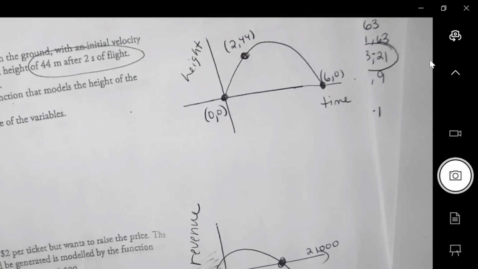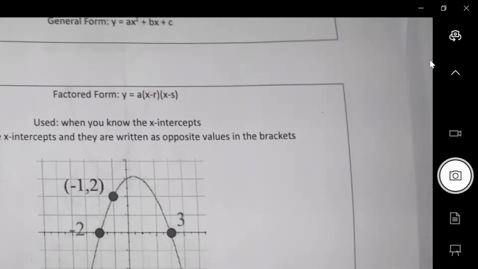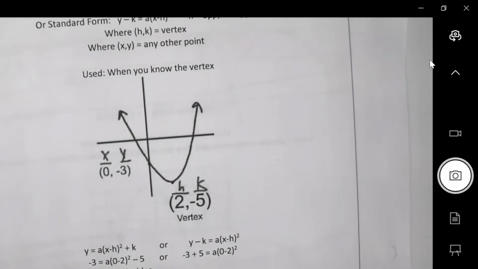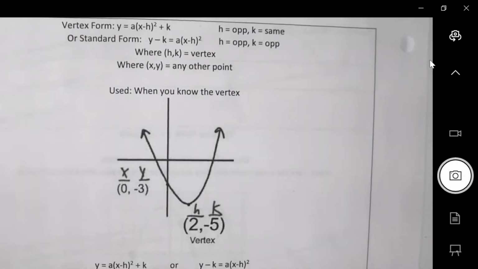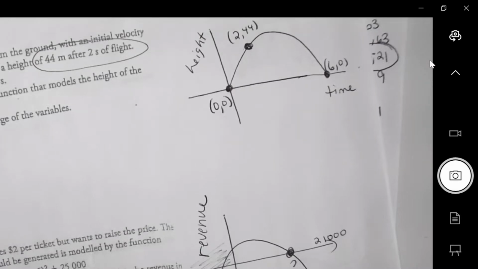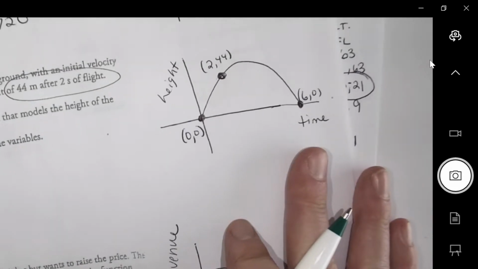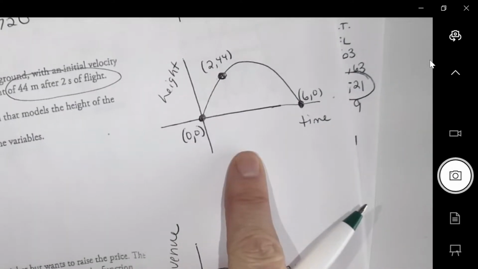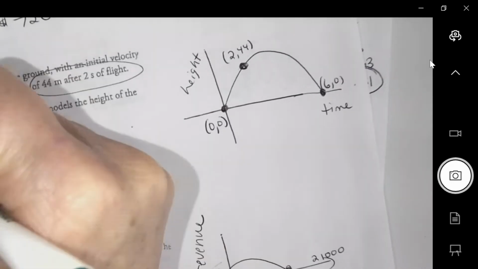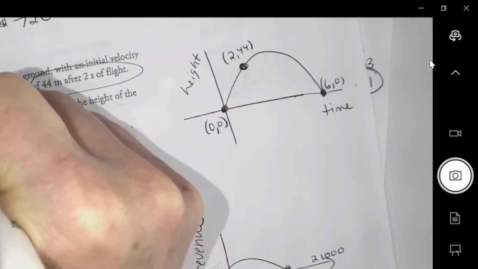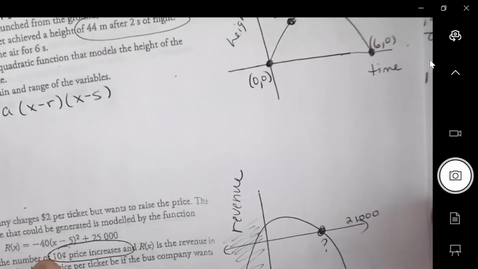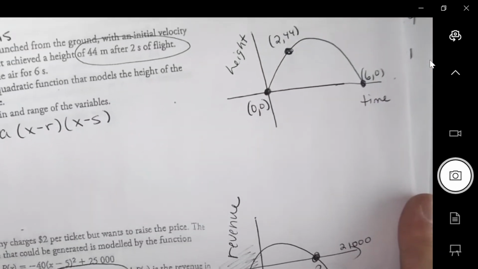Okay, which equation, because I don't have an equation now, which equation am I going to be making? Am I going to use the factored, or am I going to use the vertex equation? Which one? Given all that info, which one would you use? The factors or the vertex? The factors, okay? Okay, so that's what I'm picking.